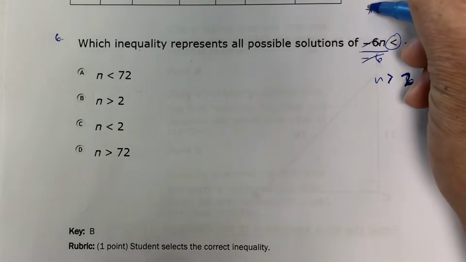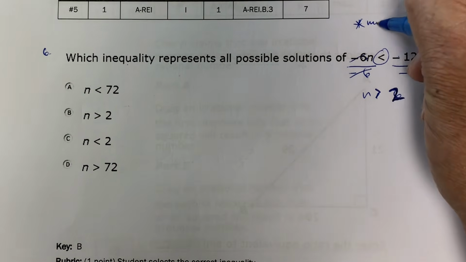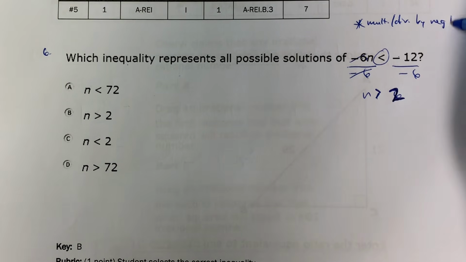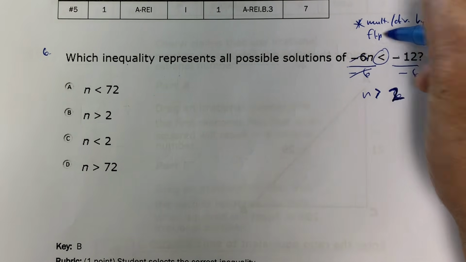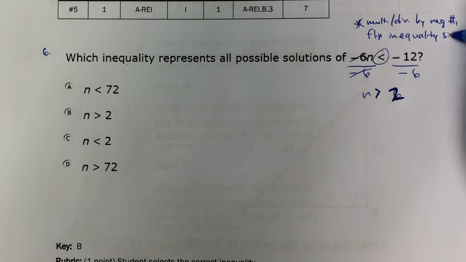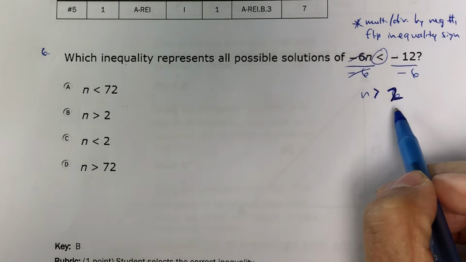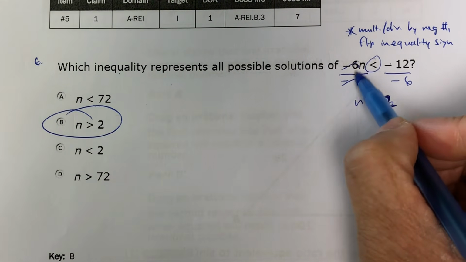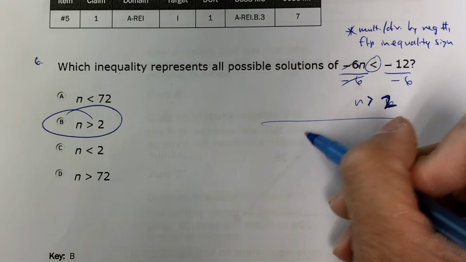So whenever you multiply or divide by a negative number, flip the inequality sign. And then the answer is B. The reason why you have to do that is if you just divide by 6 on both sides, let me show you a different way.